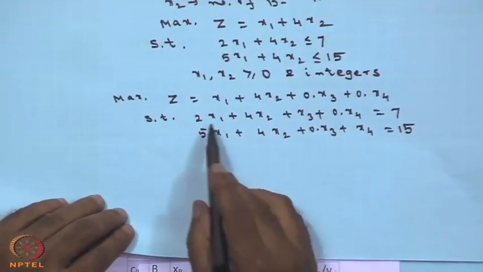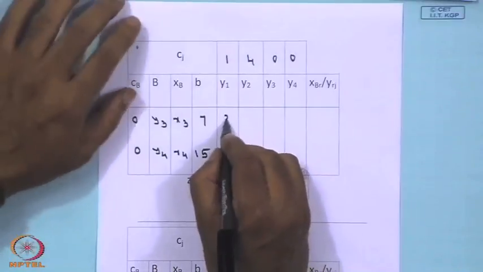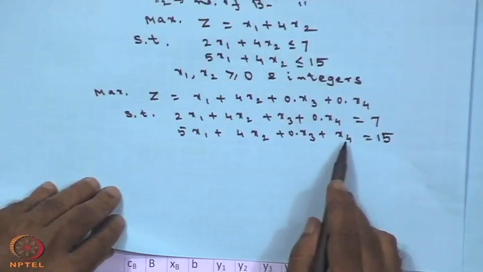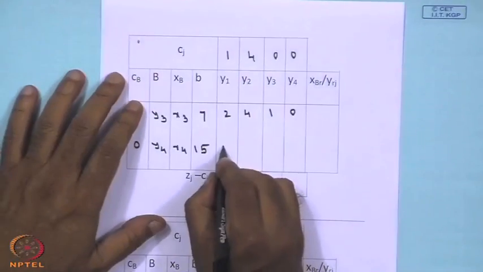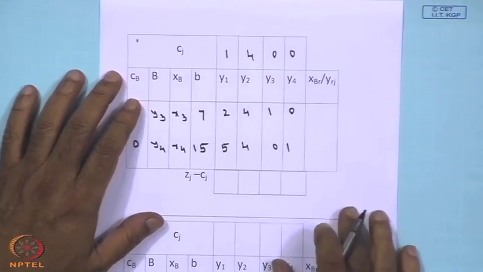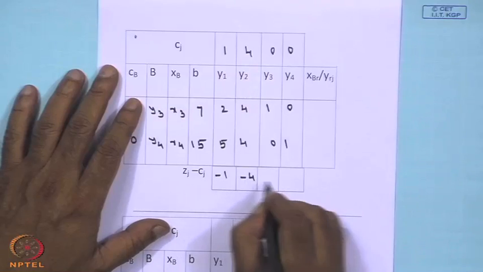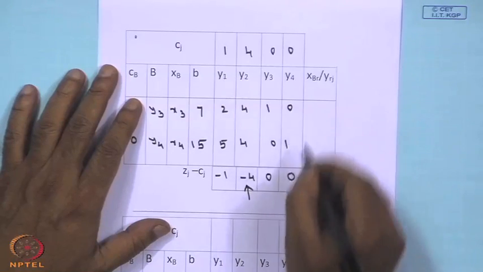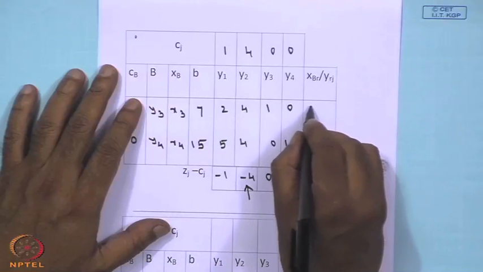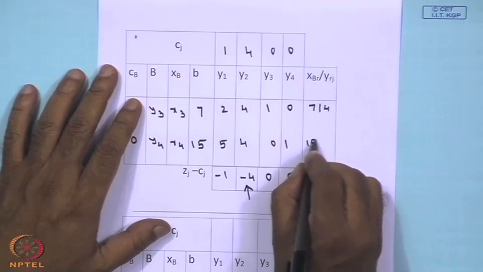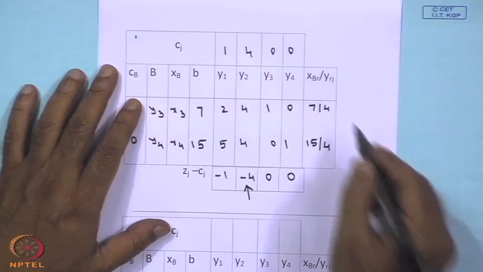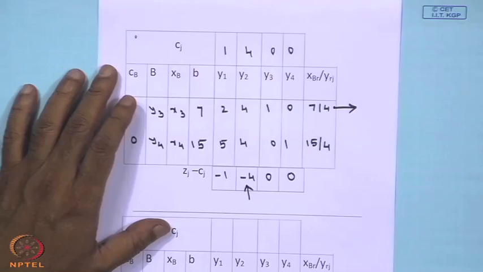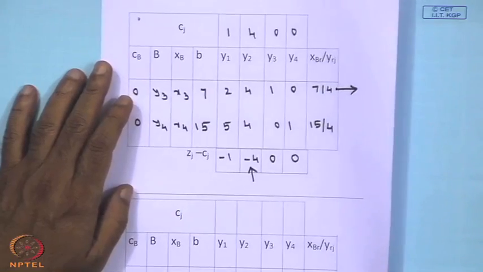Next, the first row is 2 4 1 and 0, the coefficients. For the second one 5 4 0 and 1. Calculate Zj minus Cj, you will find minus 1, minus 4, 0 and 0. So, this is the most negative. So, you calculate the ratio 7 by 4 and 15 by 4 for this b by yj. The minimum is 7 by 4, therefore, this one will be going out. So, x3 will depart and x2 will enter.